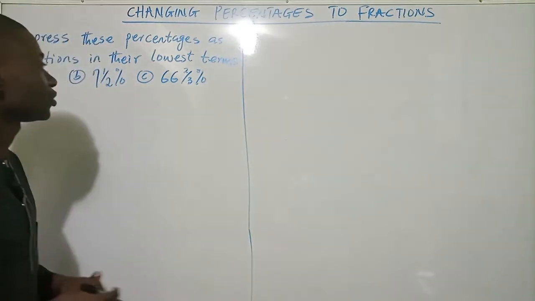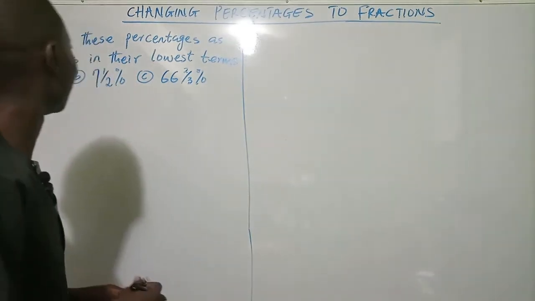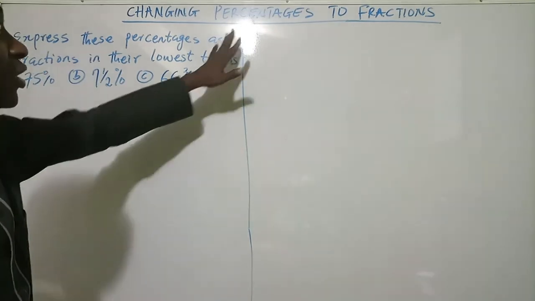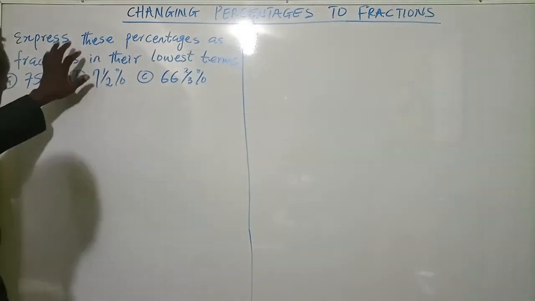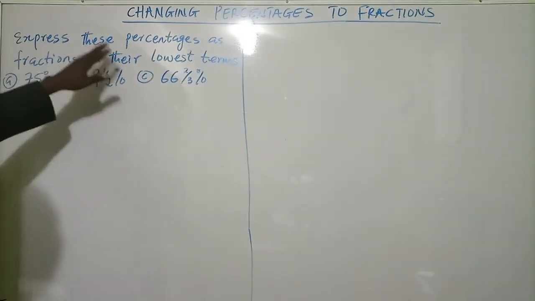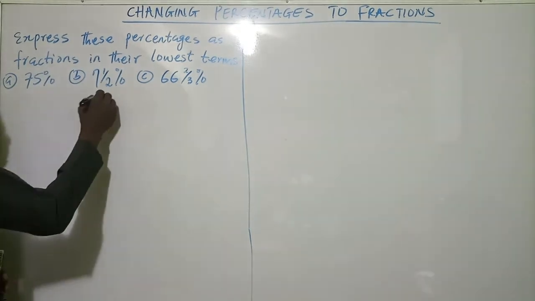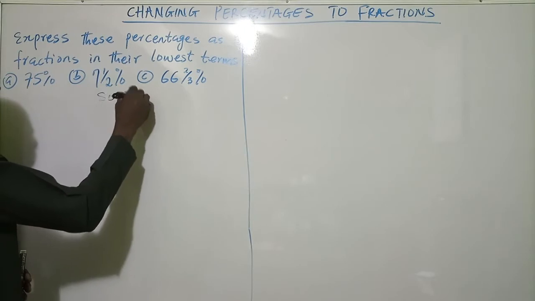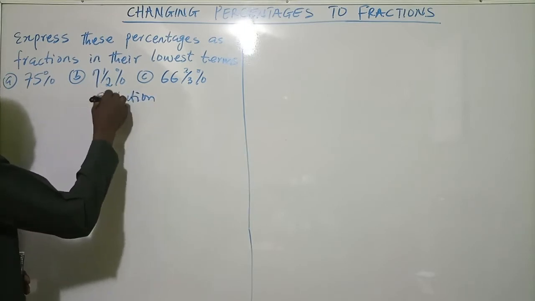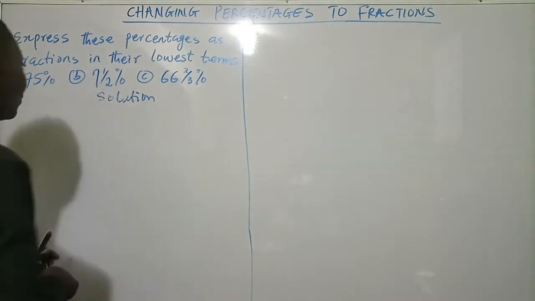So how do we do this? We have three questions on the board today that we'll be using to show how we change percentages to fractions. The question says, express these percentages as fractions in their lowest terms. How do we do that? It's very simple. It's not hard at all.